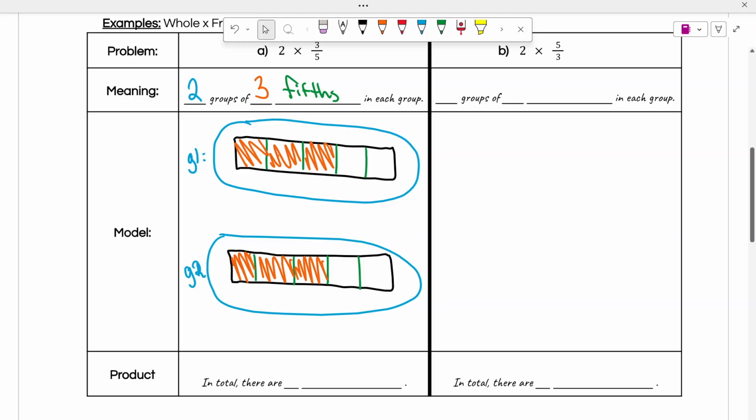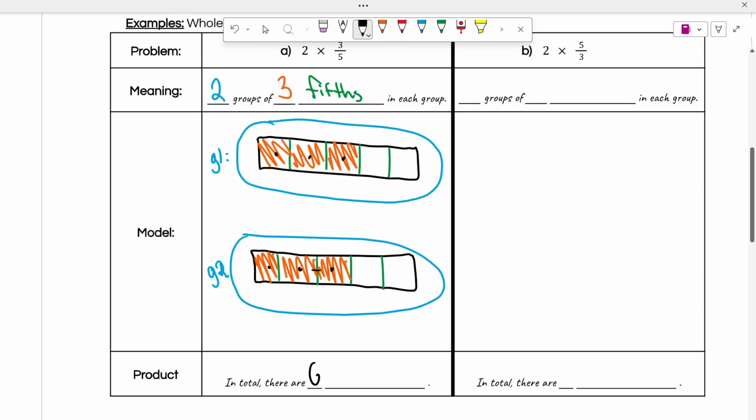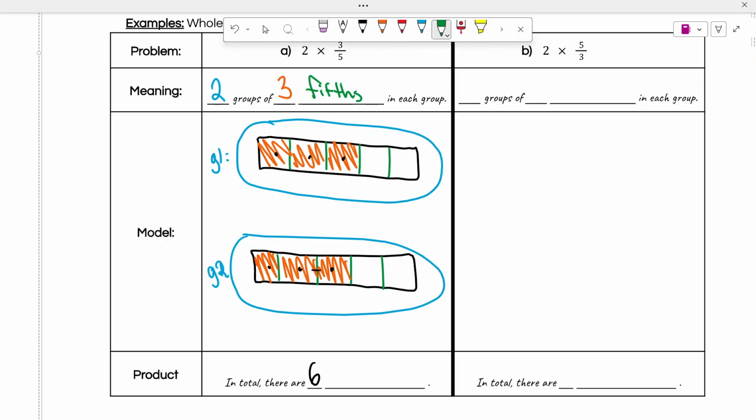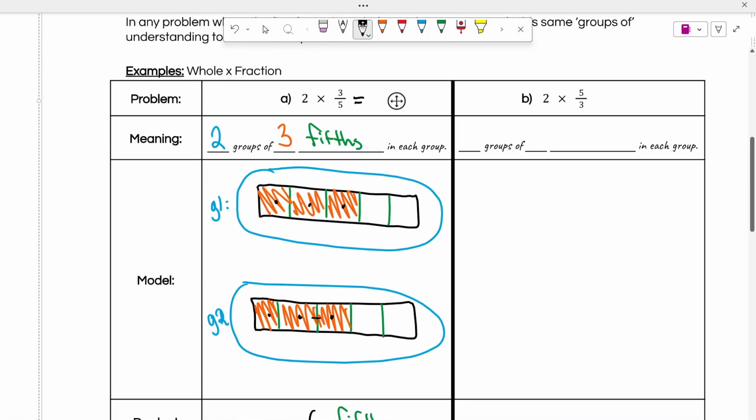Just like before, my product is going to be the total. So I want to count up how many pieces I have in total. I see 1, 2, 3, 4, 5, 6 total pieces here. And then I want to think about what type of piece each of those is. Each of those is 1/5 of the whole, 1 out of 5 parts of a whole. So I can say in total there are 6/5. And that tells me that I can write my product as 6/5.